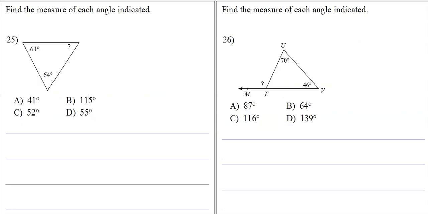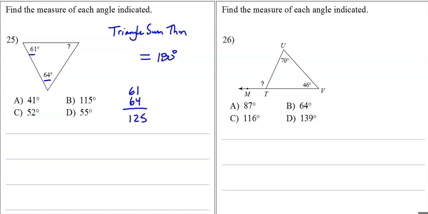Right, 25 and 26. For 25, what you need for this one is the Triangle Sum Theorem, which basically just says all triangles add up to 180 degrees. So let's see what we have. Right now, when I add them up, I have 61 plus 64 is 125. Then we need to subtract 180 minus 125, and we will get 55 degrees left. So I think that'll make it work out.